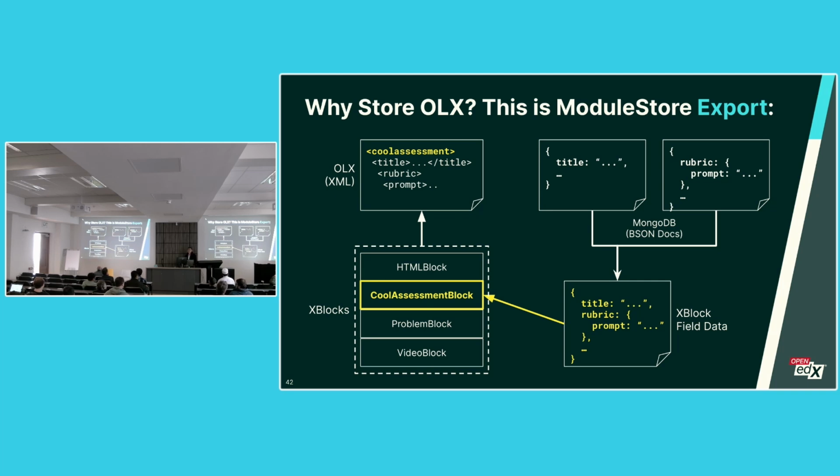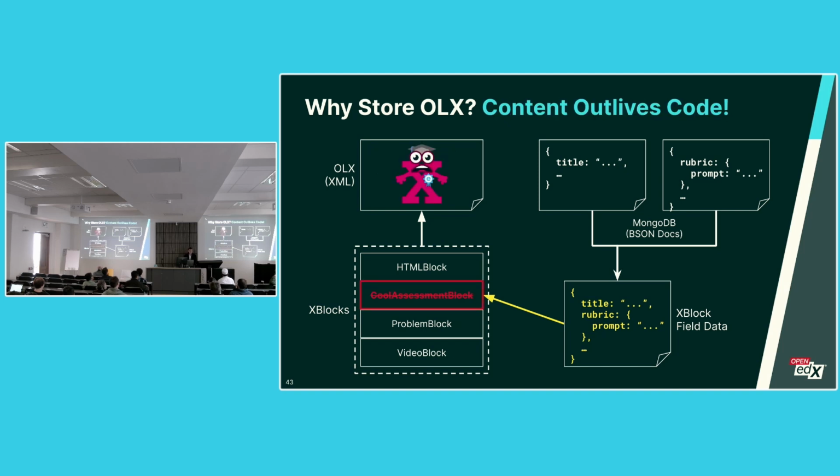The problem, I don't know how many people have run into this, is that content lives longer than code. At some point, cool assessment block gets deprecated because no one wants to maintain it, and then it gets removed. And then you're trying to export, and there's literally no way to get that data back out of your system. So for whatever plugins you have, it will be strongly encouraged to build whatever useful data model off of the OLX. But at the end of the day, when your plugin goes away, for whatever reason, we still want to be able to export that data.